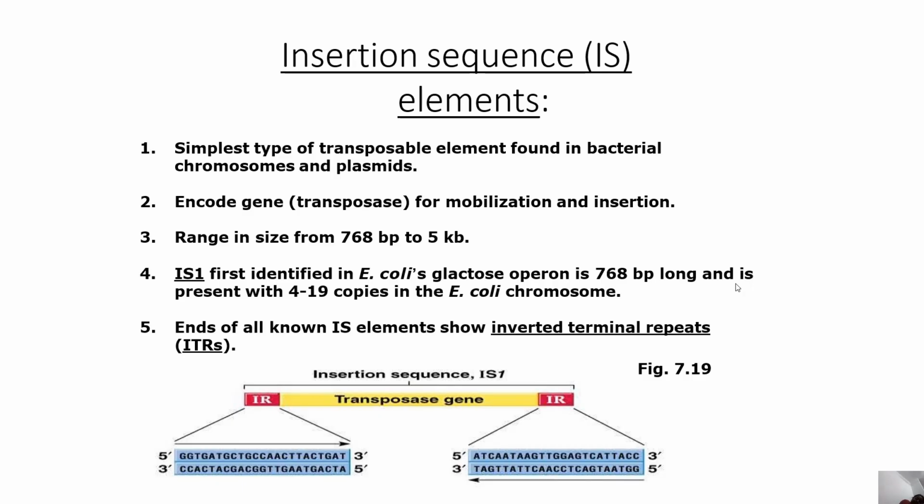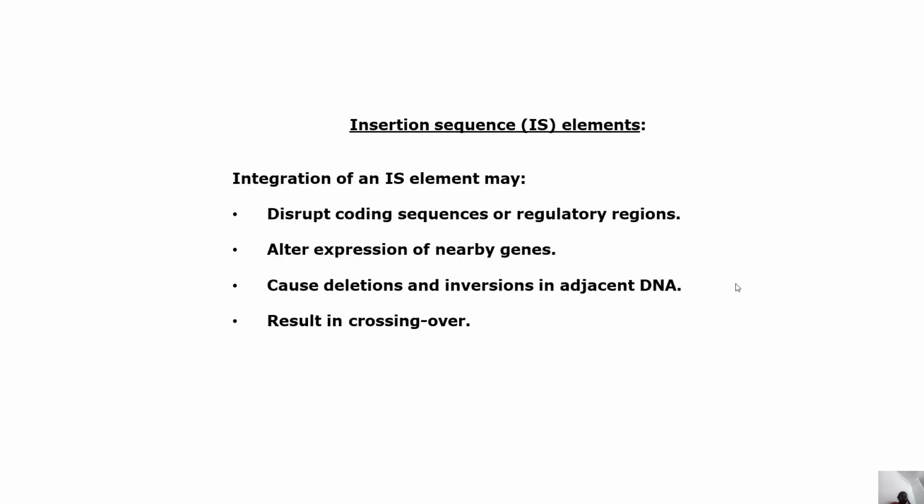IS1 was first identified in E. coli's galactose operon, is 768 base pairs long, and is present with 4 to 19 copies in the E. coli chromosome. Ends of all IS elements show inverted terminal repeats. The integration of an IS element may disrupt coding sequences or regulatory regions, alter expression of nearby genes, and cause deletions and inversions in adjacent DNA, resulting from crossing over.